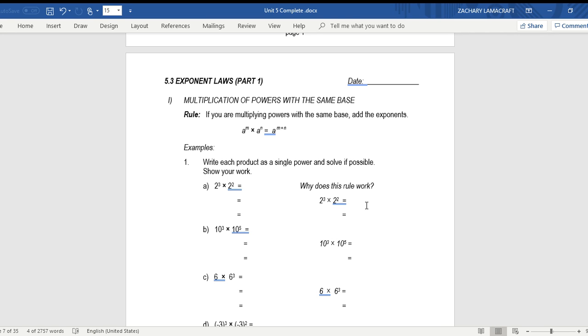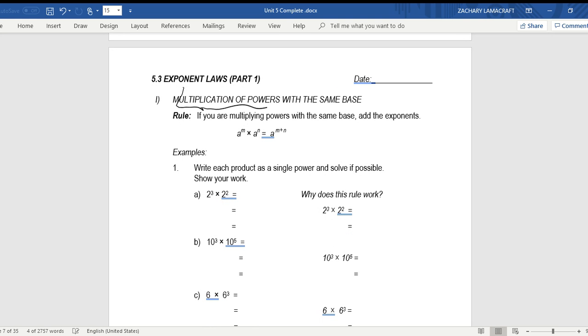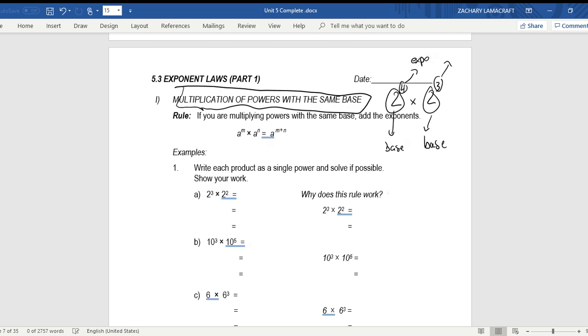Okay, guys, so we're gonna do 5.3, and that's exponent laws part 1. Okay, so where we're getting at with this is the multiplication of powers with the same base, meaning that if we had like 2 to the 4 and 2 to the 3, for multiplying, the bases are the 2's, and the power or the exponent is that little number on top, or the superscript.